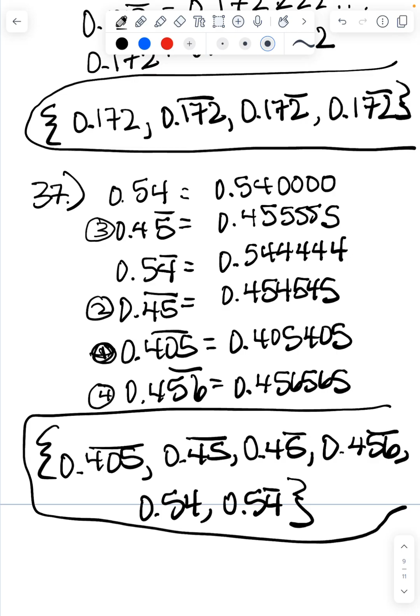Okay, moving along. So 1 through 37 odd. And then what are we doing? 43 to 51 odd.